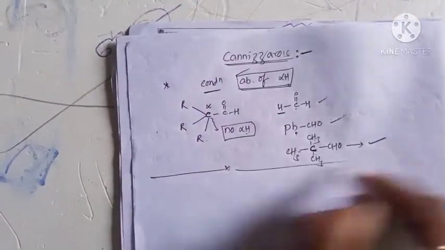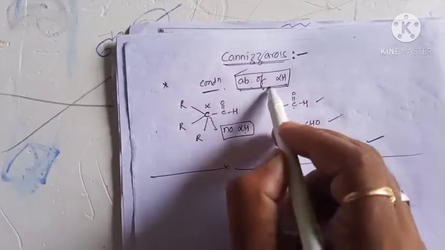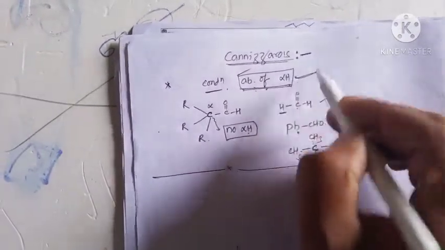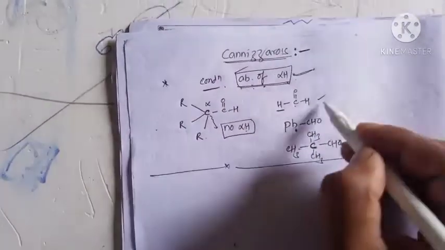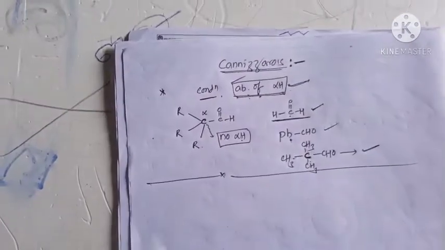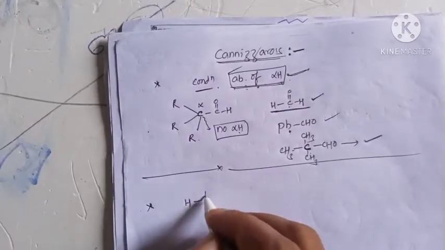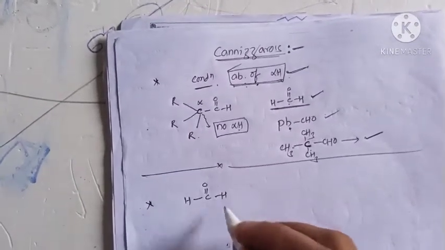So what is the main condition? Compounds without alpha hydrogens, aldehydes without alpha hydrogen, can show Cannizzaro reaction. So these are the examples without alpha hydrogens. First you go to formaldehyde. See the formaldehyde, HC double bond OH.